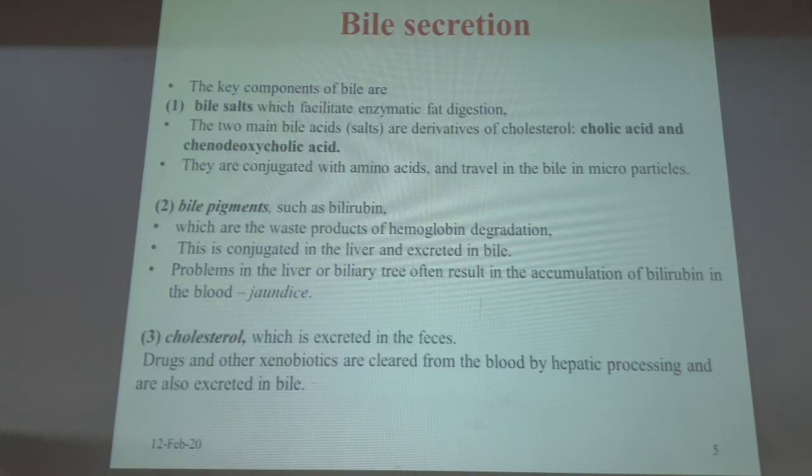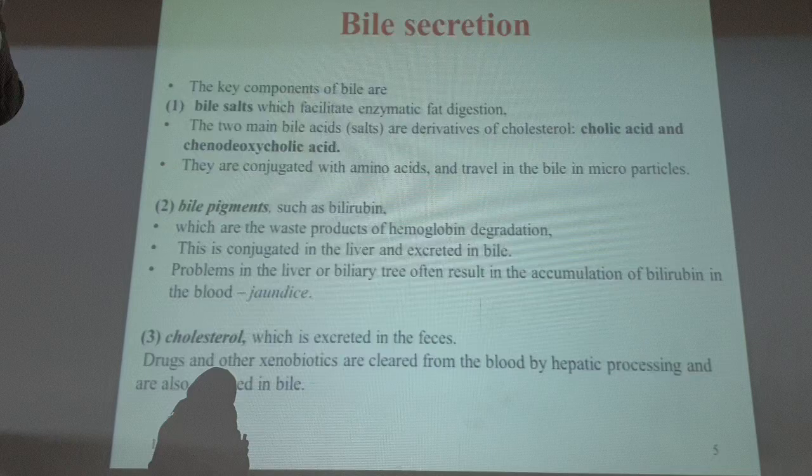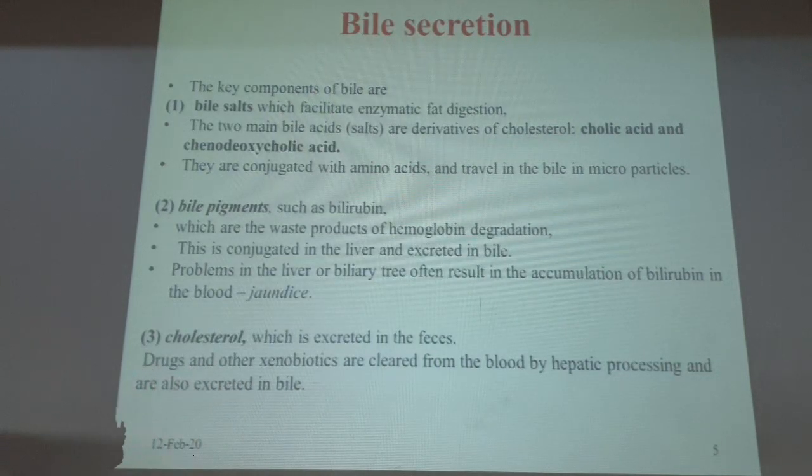Also we have drugs and other xenobiotics. Any chemical compound from outside the body that has entered the body will be excreted from the body by hepatic processing and excretion with the bile. Even a food additive, any chemical substance not formed in the body, will be processed in the liver and excreted out in bile. Xenobiotic: any chemical substance that's not formed in the body.